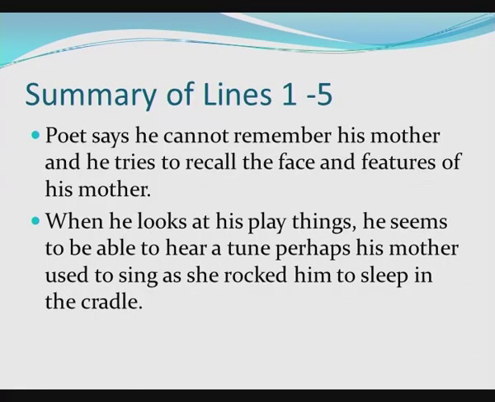Now children, let us see the summary of the first 5 lines. In the first 5 lines, the poet says he cannot remember his mother and he tries to recall the face and features of his mother. When he looks at his playthings, he seems to be able to hear a tune perhaps his mother used to sing as she rocked him to sleep in the cradle. Now, let us look at the next 5 lines of the poem.